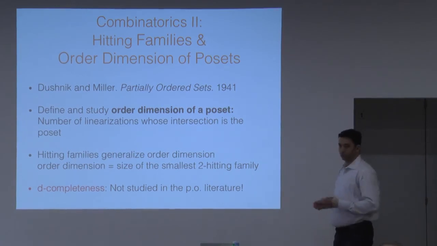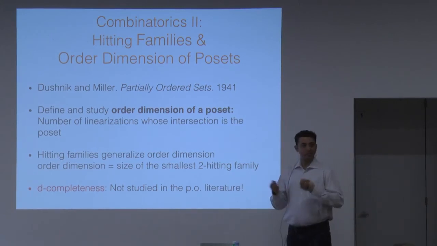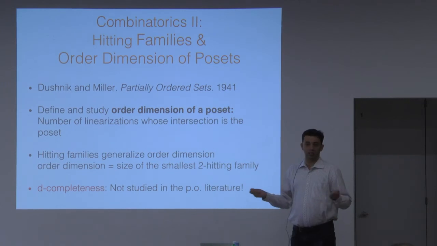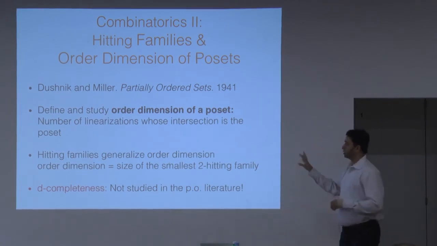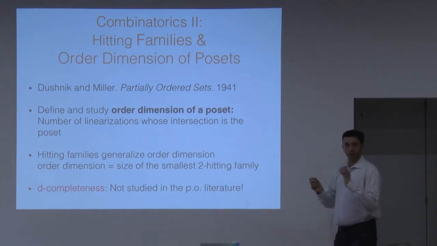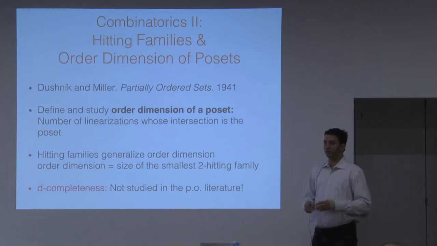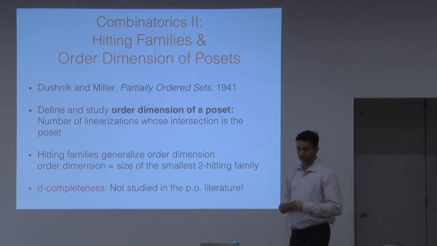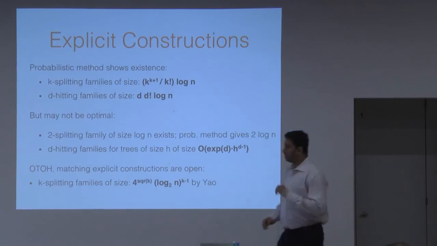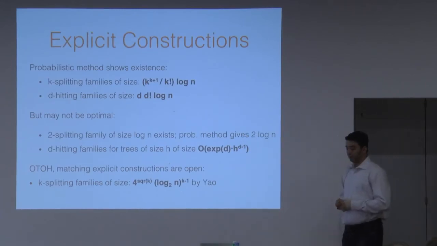And they have been studied for quite some time, and there are very deep and sophisticated results known about them. But it turns out that this d-hitting family is a natural generalization of this order dimension that was not studied before. Okay? There are also some hardness results for the order dimension of general partially ordered sets. But this notion of d-completeness, where instead of looking at pairs you look at d-tuples, is somewhat new. And we are quite sure that there are other nice combinatorial results to be had in this space. Let me come back to this question of explicit constructions again.